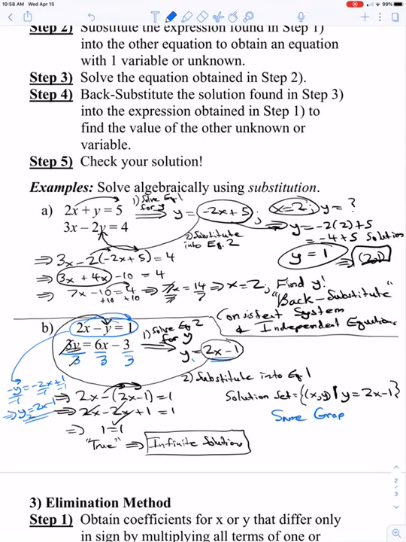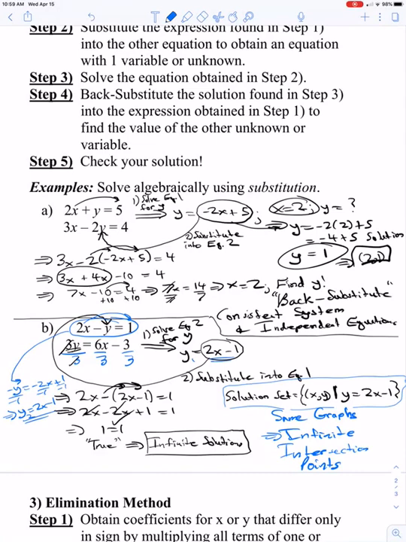So if they're the same graphs, we have infinite intersection points, which means we have infinite solutions. And where do they intersect? They intersect on the graph of the line y equals 2x minus 1. So any ordered pair on the graph y equals 2x minus 1 is an ordered pair on the graph of the other equation. So yeah, our solution set is infinite solutions.